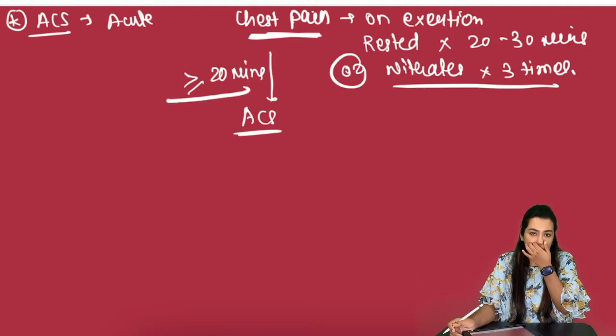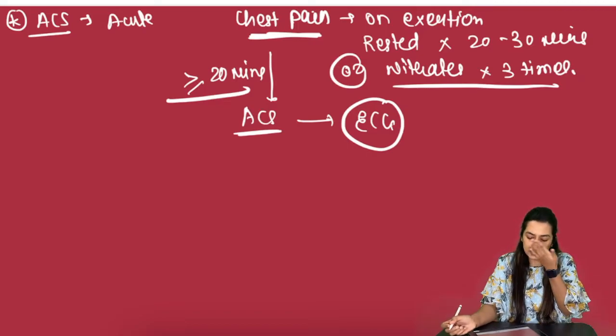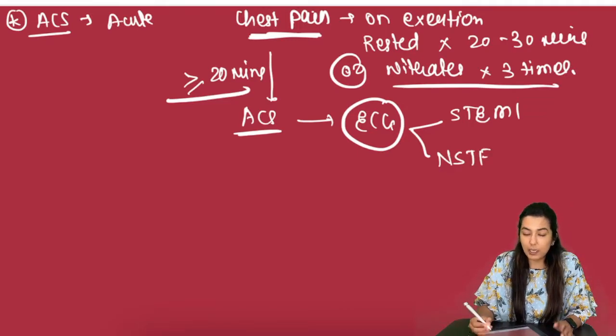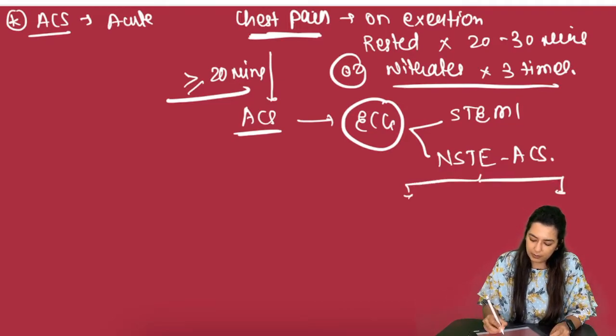So now the patient comes to you after 30 minutes of chest pain. What you do first is ECG. The ECG will give you two things. If you are suspecting a myocardial cause, it can be either ST elevation MI, or it can be non-ST elevation, which is now termed NSTE-ACS. It can be divided into two parts, unstable angina and NSTEMI.